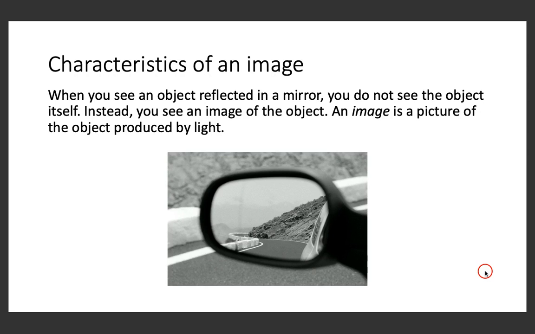All right, so let's talk about characteristics of an image first. Whenever you see an object reflected in a mirror, you're of course not seeing the object itself. This is a picture of the mirror on a vehicle. When you're looking into this mirror, you're not actually seeing this hill and this road inside the mirror. You're just seeing an image, created from the light reflecting off of the mirror. An image is a picture of the object that's produced by light.